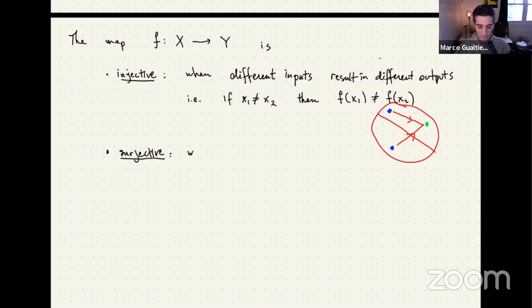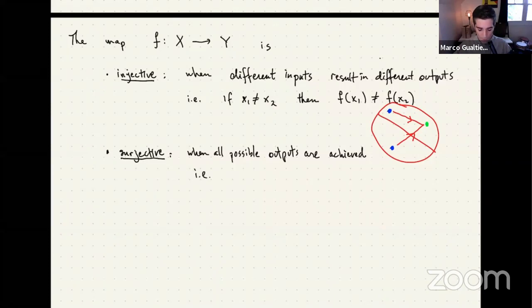Okay. And this is when all possible outputs are achieved. So in other words, for every point in the codomain, there exists at least one point in the domain. There exists some point in the domain such that f of x is equal to y. So that value is taken on by some element in the domain.